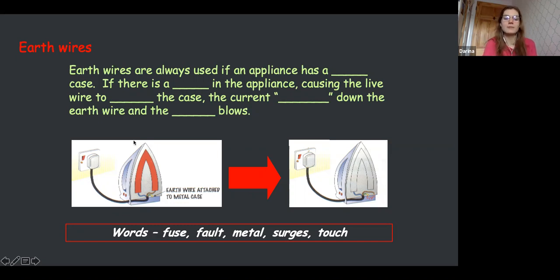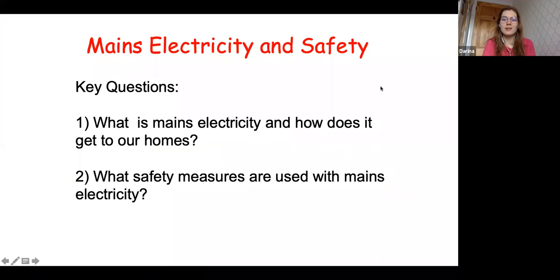Okay, fantastic. So then let's return to the questions that we had at the beginning. What is mains electricity and how does it get to our homes? Could you guys have a think about that now? And if you want, write out a really quick answer in the chat now that we've chatted about it. It could just be a few words, but please everyone do have a think.